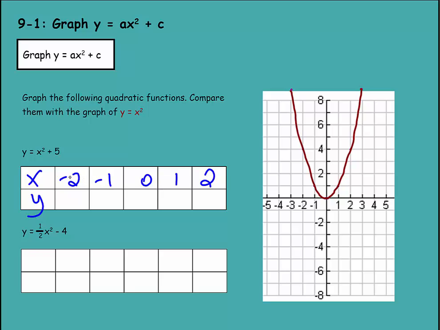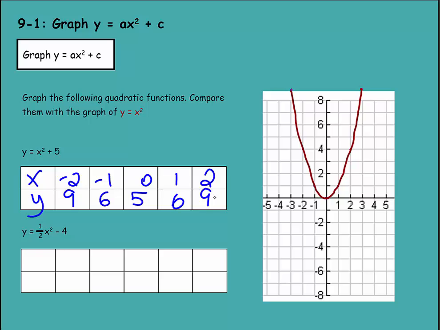So when x is negative 2, negative 2 squared is 4, plus 5 is 9. Negative 1 squared is 1, plus 5 is 6. 0 squared is 0, plus 5 is 5. 1 squared is 1, plus 5 is 6. And then 2 squared is 4, plus 5 is 9.